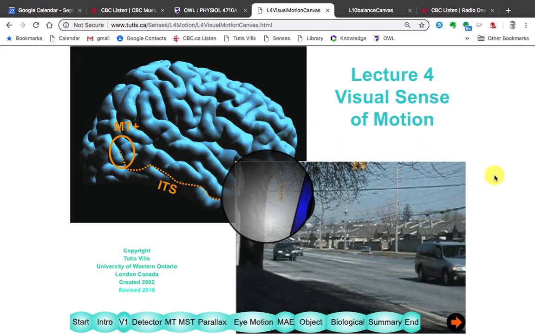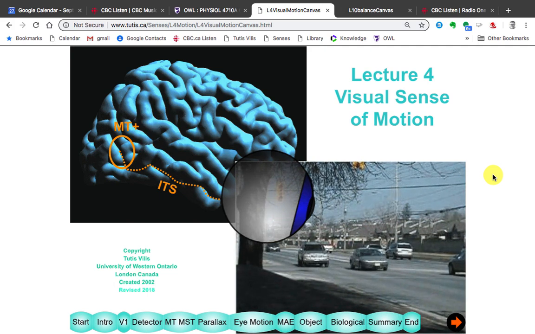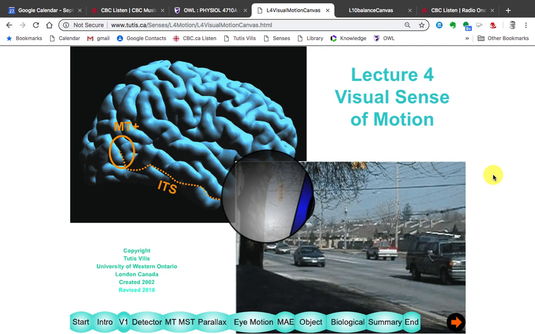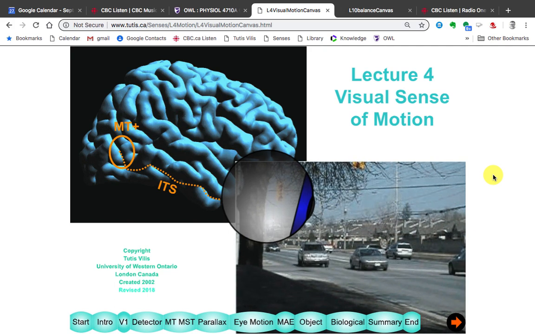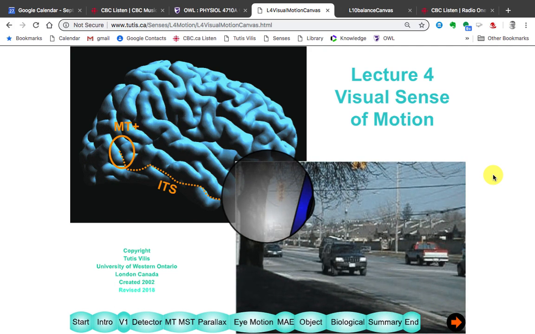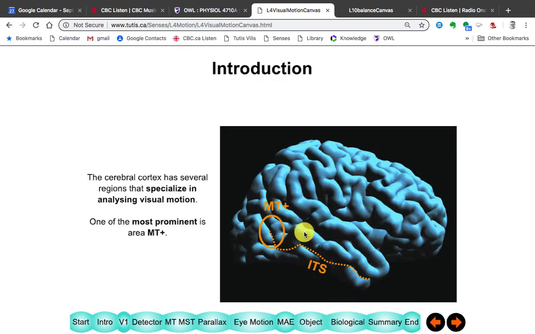Good. So last week we talked about what vision does in terms of recognizing objects. This week we'll look at what vision does in terms of sensing motion, and you can see here. We'll talk about mostly this area called MT plus, one of the big areas that is important in motion. It's the most prominent area.